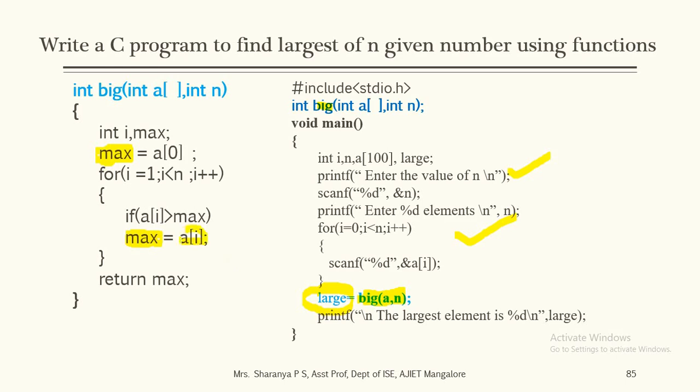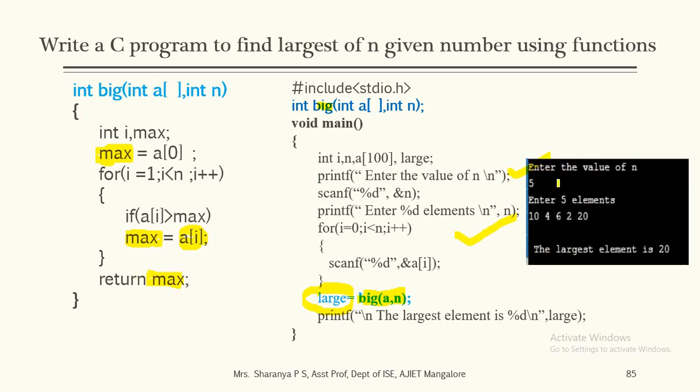a of i's content, that is a of index. Any array's content we will be referring to by using the index, that is a of i. After the computation of everything, it is returning this max value so that we are able to find which is the largest element in the given array.